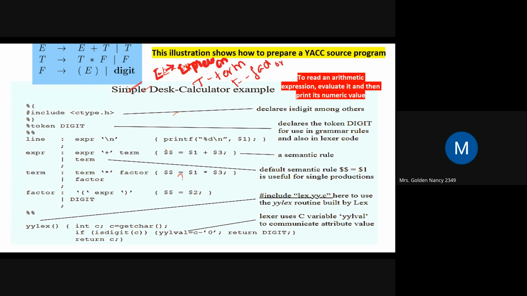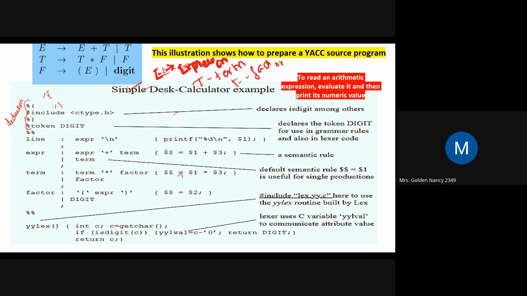Here I told you this part is called the declaration part. As I told before, this is your declaration part, where it should start with percentage open bracket and end with percentage close bracket. That is what is given here, from this till this.